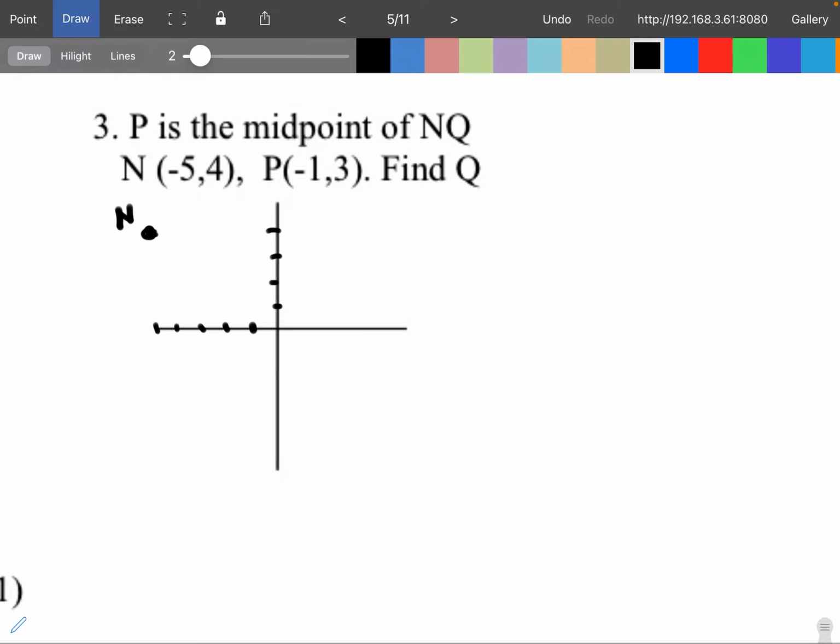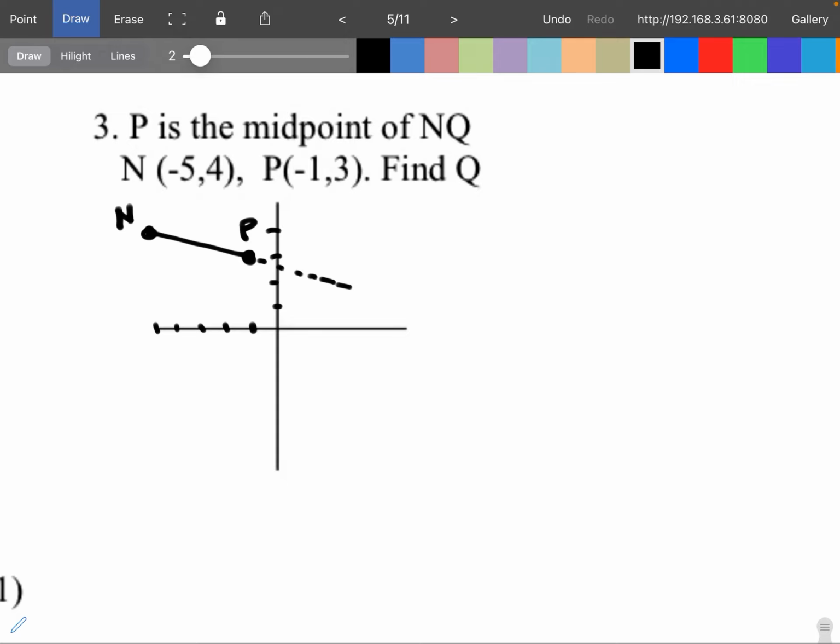So that's going to be like right here. So that's point N. All right, and then the other point, P, that is the midpoint. You see it says that right there? It says P is the midpoint. So P is at negative 1, 3. So that would be 1 left, 3 up. So that would be like here. So that's P.